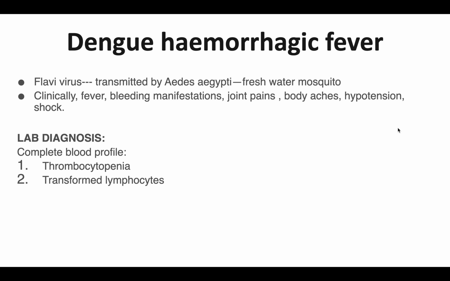Now briefly, another cause of thrombocytopenia is dengue. Dengue, as you know, is spread by flavivirus, carried by Aedes aegypti, and the patient will have features of fever, bleeding manifestations, and joint pains along with thrombocytopenia. Depending upon how serious the hemorrhagic fever is, the patient can also go into shock.